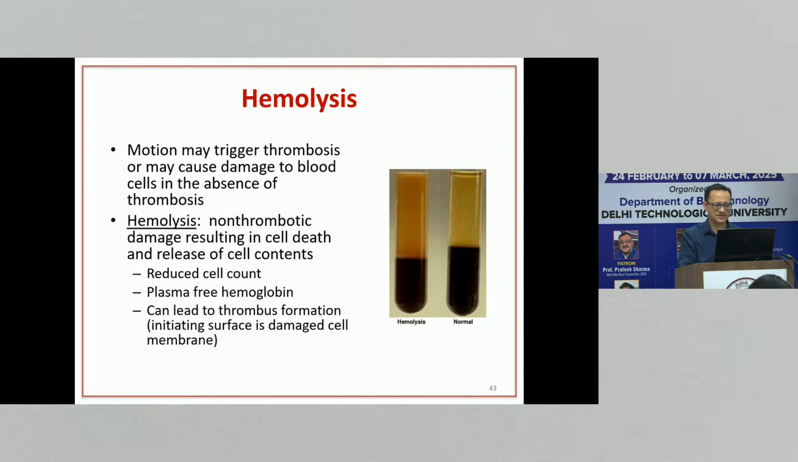Hemolysis is non-thrombogenic damage resulting in cell death and release of components which can actually lead to more thrombus formation. Sometimes we have seen, if blood was not drawn properly or somebody had really mishandled blood or shaken it, when we centrifuge the blood, your plasma should look very yellow, like the second picture, normal. But if it has a very reddish tint, that means red blood cell lysis has happened, and that's not good when we are working with blood.